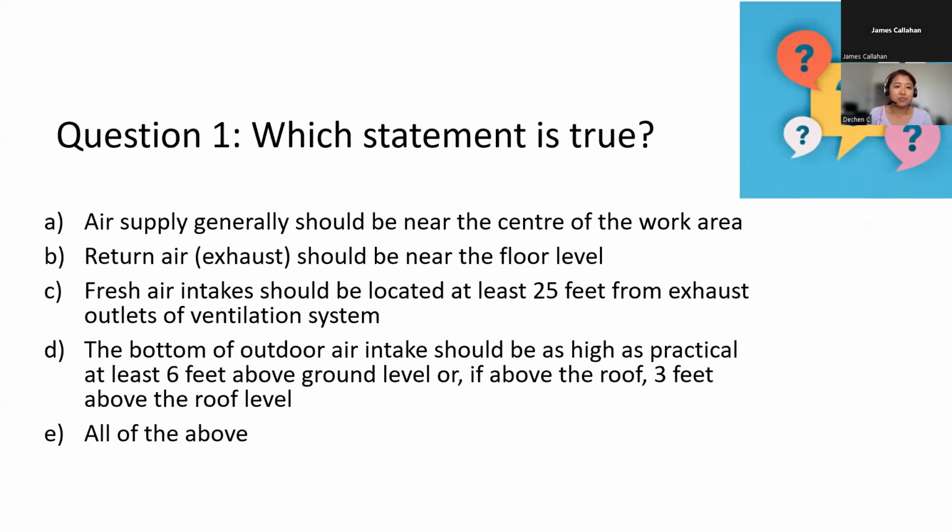Which statement is true? A, air supply generally should be near the center of the work area. B, return air exhaust should be near the floor level. C, fresh air intake should be located at least 25 feet from exhaust outlets of ventilation system. D, the bottom of outdoor air intake should be as high as practical, at least 6 feet above ground level, or if above the roof, 3 feet above the roof level. Or is it E, all of the above?